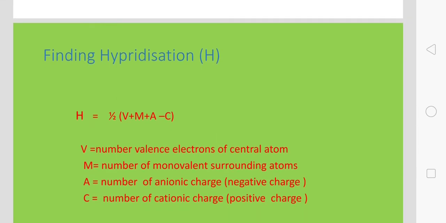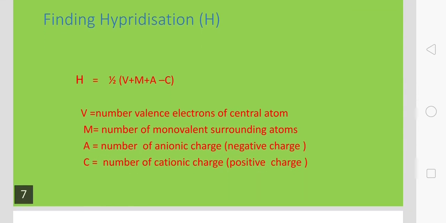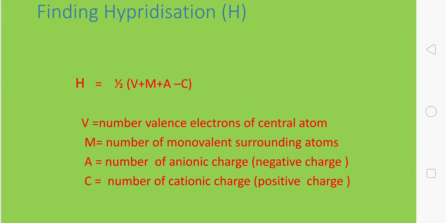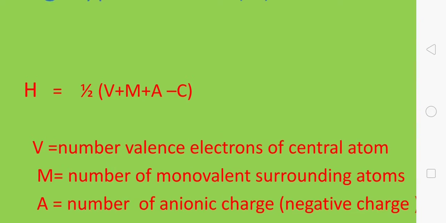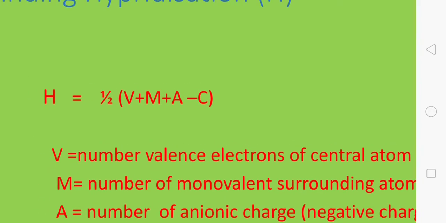Then how to find the hybridization number? In order to find the geometry of the molecule we must know the hybridization number. For finding the hybridization number I have given the formula here. H, here H is the hybridization number, that is equal to half into V plus M plus A minus C. What is V? V is the number of valence electrons of the central atom.